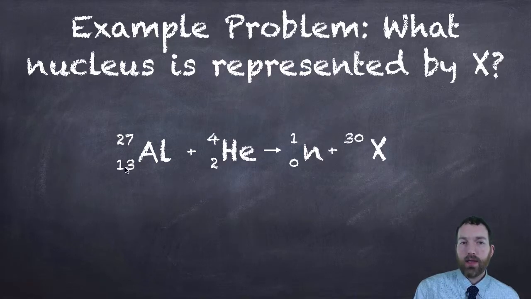On the left, I have 13 plus 2 for atomic numbers, that's 15. On the right, I have 0, so that's easy. My atomic number on this mystery element must be 15. And then you just scan your periodic table to see who has an atomic number of 15, and that is, of course, phosphorus. So we are artificially making phosphorus-30 by bombarding aluminum-27 with an alpha particle.